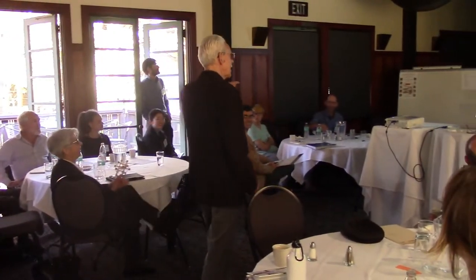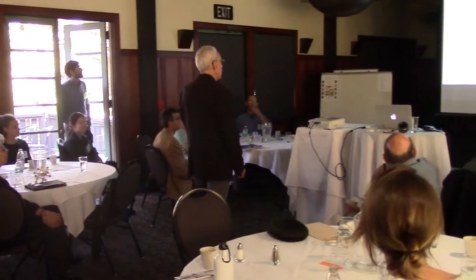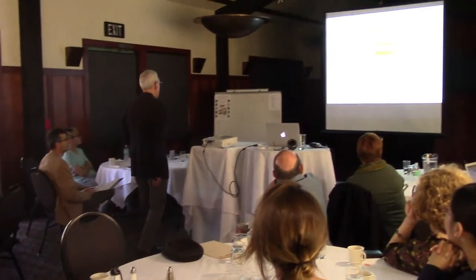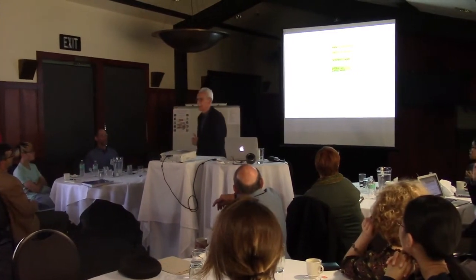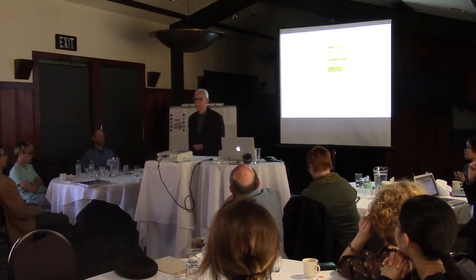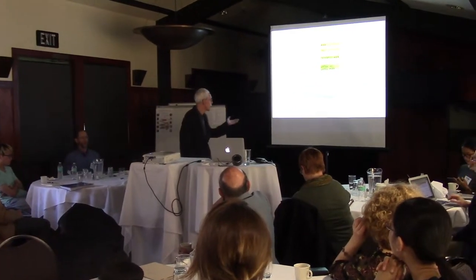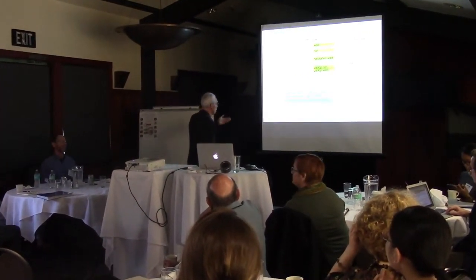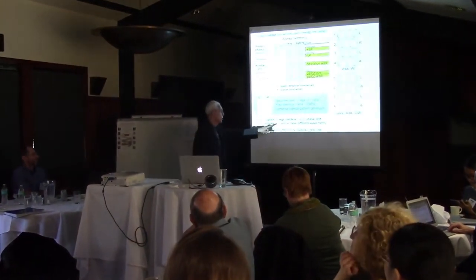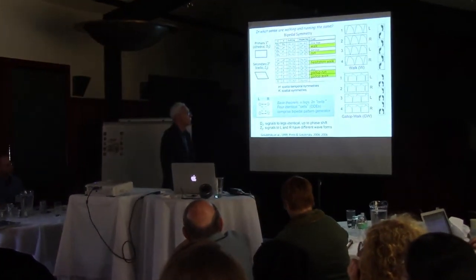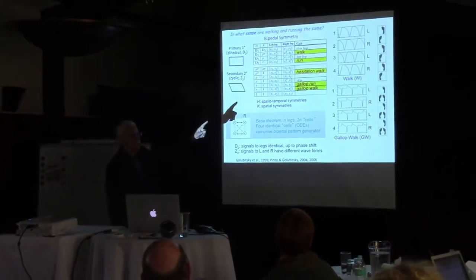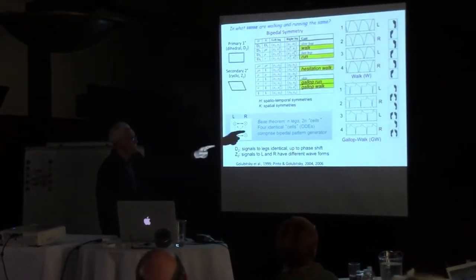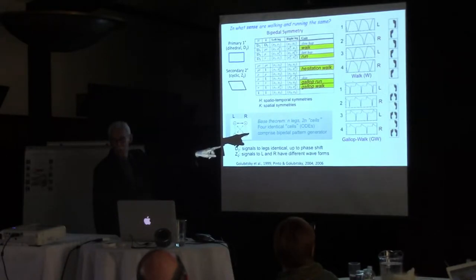Signals to legs identical up to phase shift for D2. That particular dynamical system, as it were, the body functioning in a particular dynamical way in order to do the walking and the running, and Z2 signals to left and right that have different waveforms. And here are the footfall patterns. The one on the right top, walking. The one on the right bottom, not quite the gallop walk.